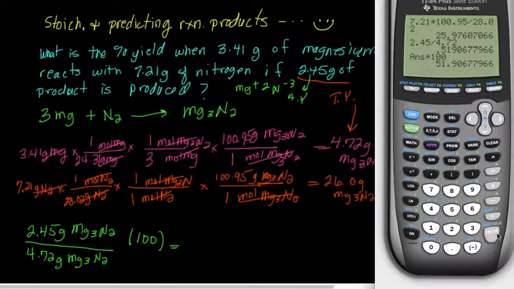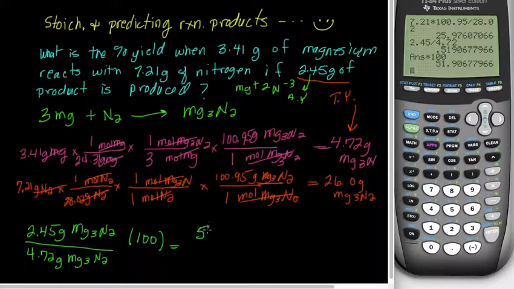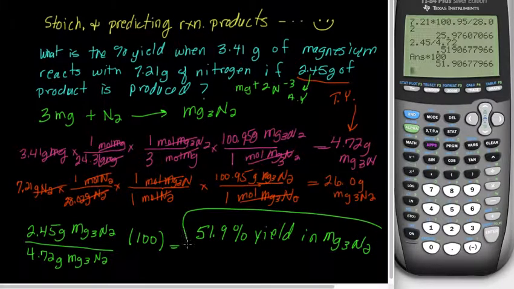To 3 sig figs, I had 3 sig figs right there, so I get 3 sig figs right here, because 3 is the smallest number of sig figs in that whole calculation. The actual yield was given to 3 sig figs. So I got 3 sig figs divided by 3 sig figs, so this percent yield would be 51.9% yield in magnesium nitride. And there you go.